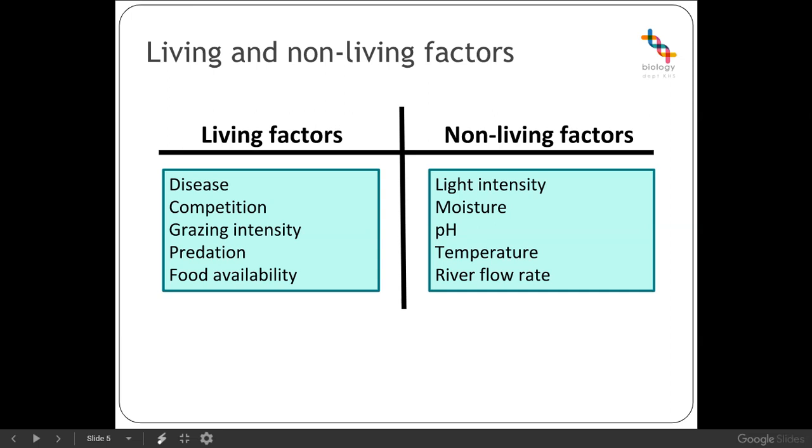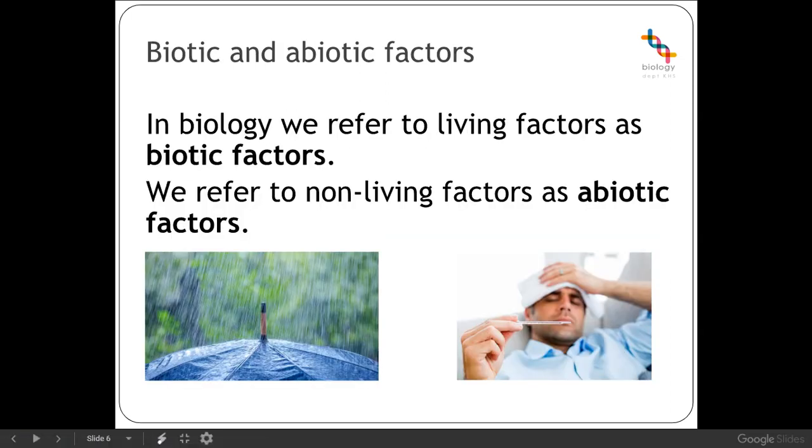And when we think about living and non-living factors, we refer to these using particular biological terms. So in biology, we refer to our living factors as biotic factors, and we refer to non-living factors as abiotic factors. So a biotic factor is simply something alive in the environment that may affect it or the organisms that can live there.